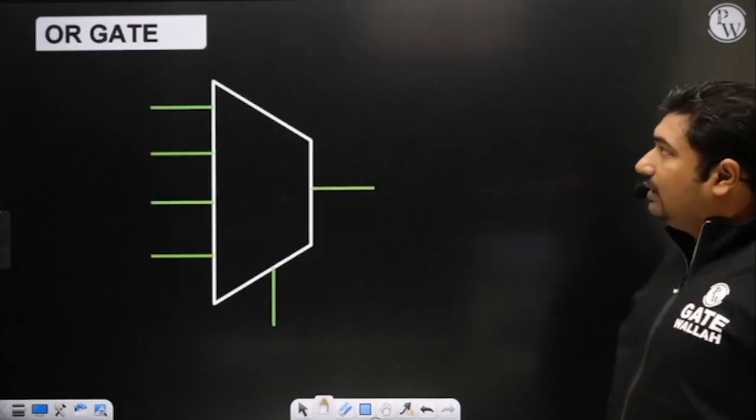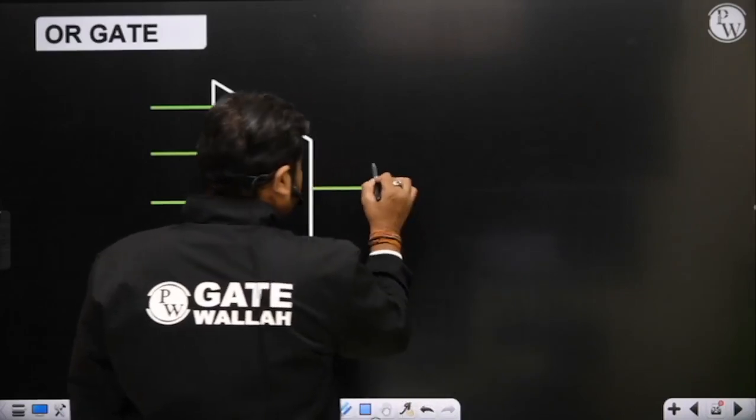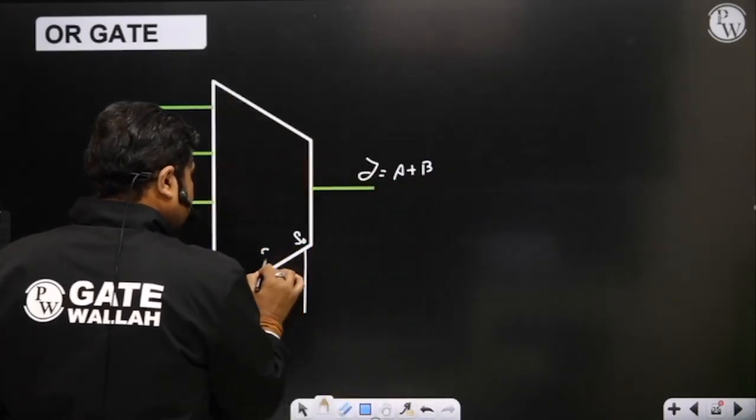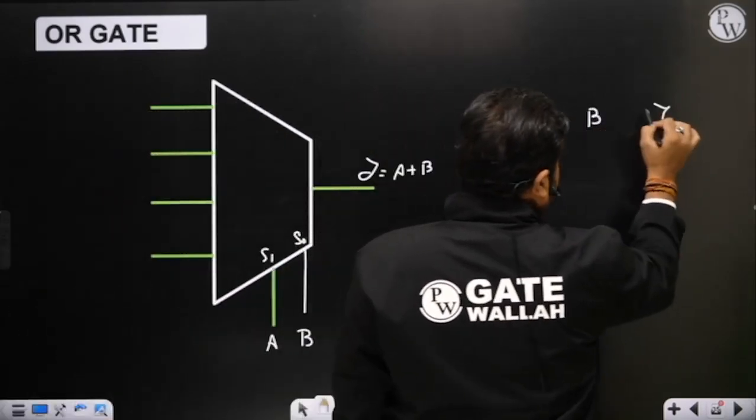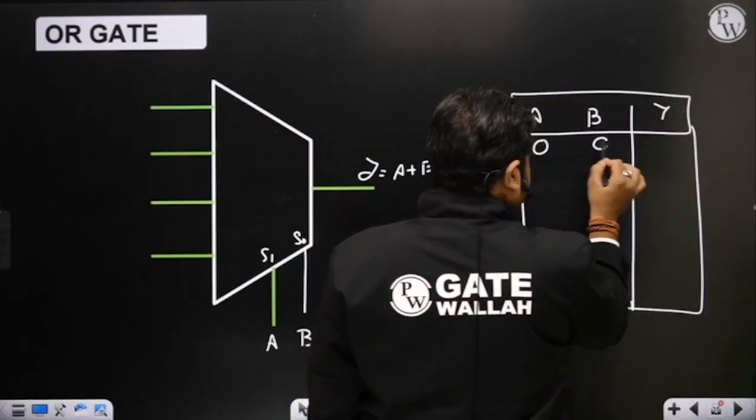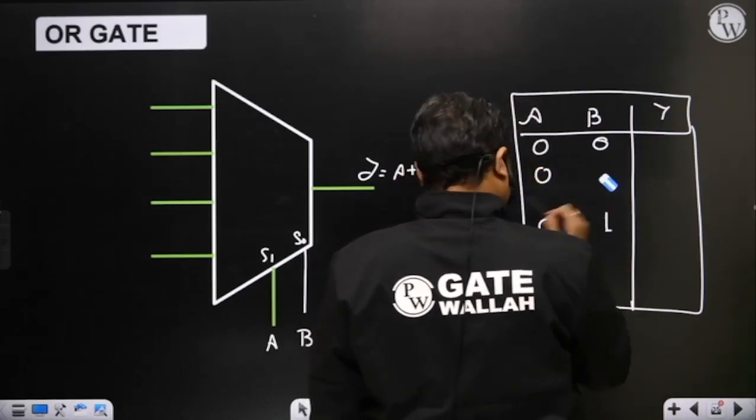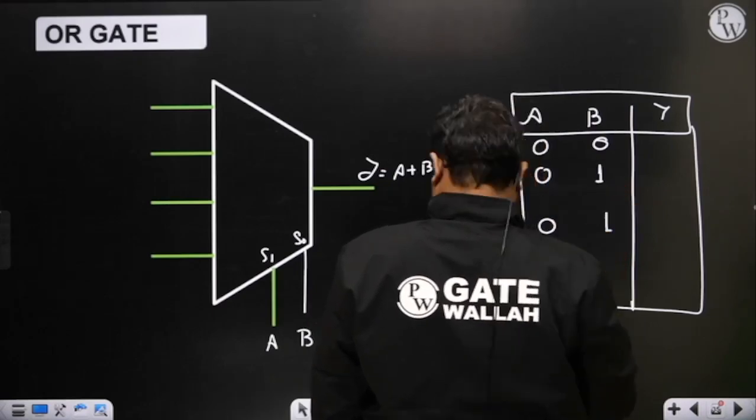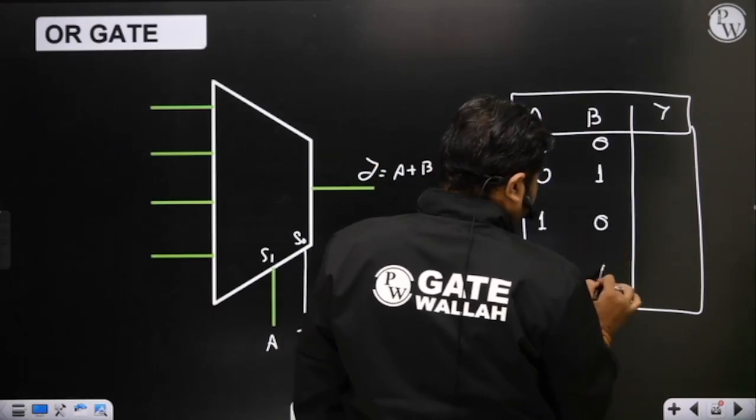Now come to the OR gate. So, how to implement OR gate? Sir, we know about the OR gate. Y is equal to A plus B. Select lines S0, S1. I am going to apply A B. What is the truth table for OR gate? Sir, the OR gate truth table is always high, except when both are low. Yes, sir.